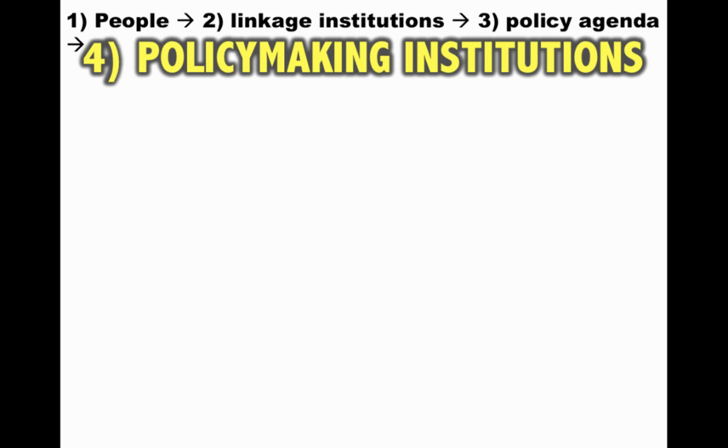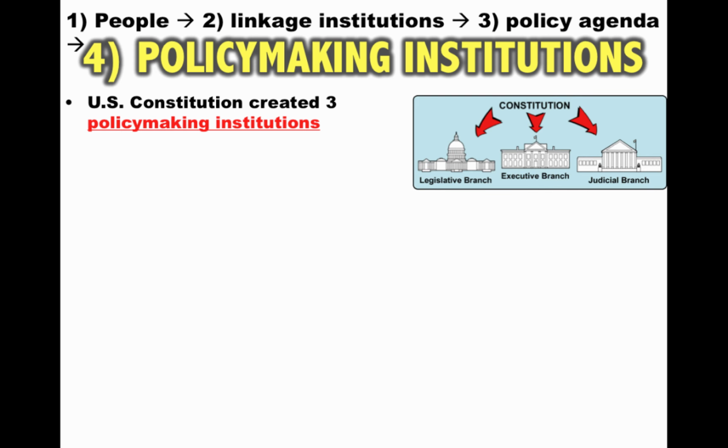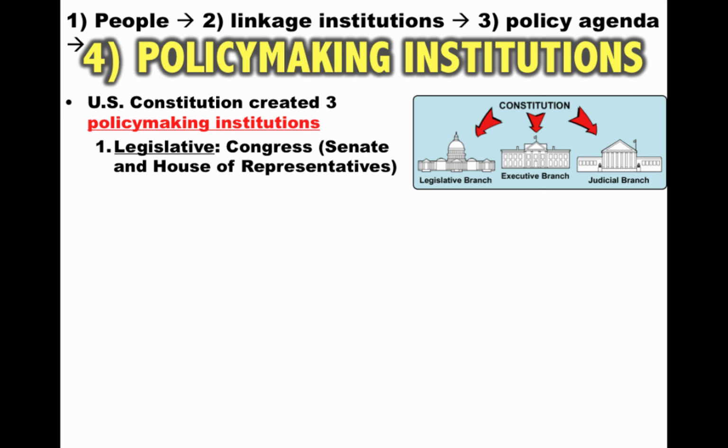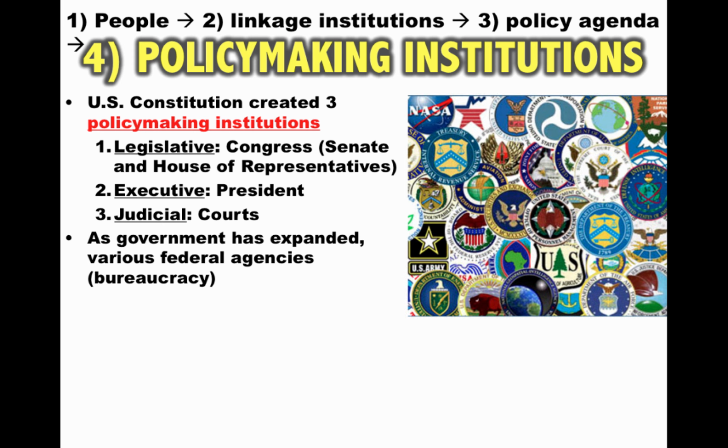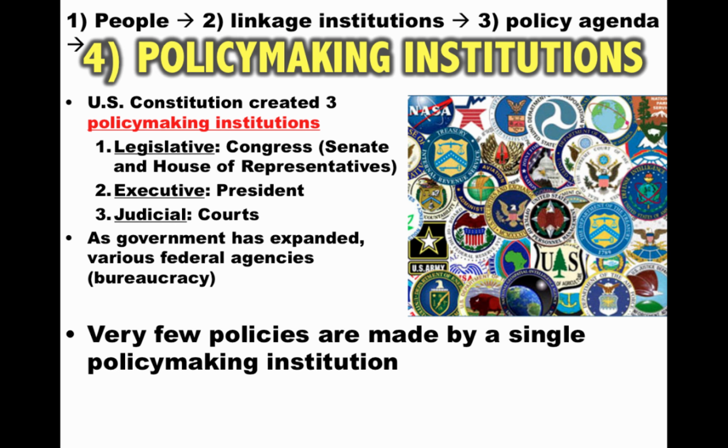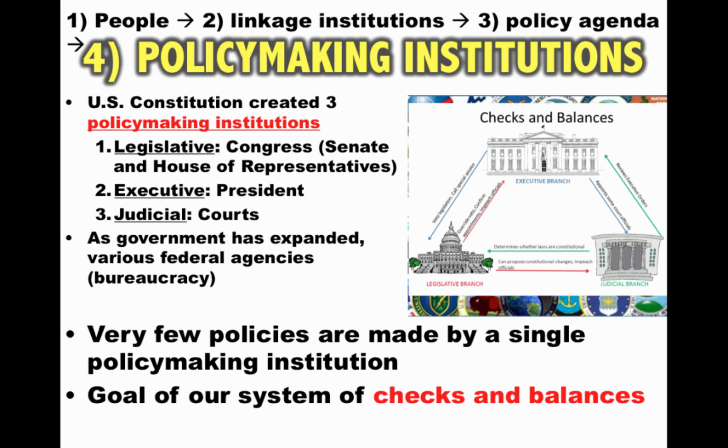So after policy agenda, you have policy-making institutions. And the U.S. Constitution created 3 policy-making institutions. You have the legislative branch, which is Congress, the Senate and House, the executive branch, which is the presidency, and the judicial branch, which is the courts. And as government expanded throughout time, you have another kind of fourth, which is federal agencies, which we kind of lump together as a bureaucracy. These institutions create policy. Very few policies are made by a single policy-making institution, and that was the goal of our system of checks and balances. They need one another in order to create these policies.